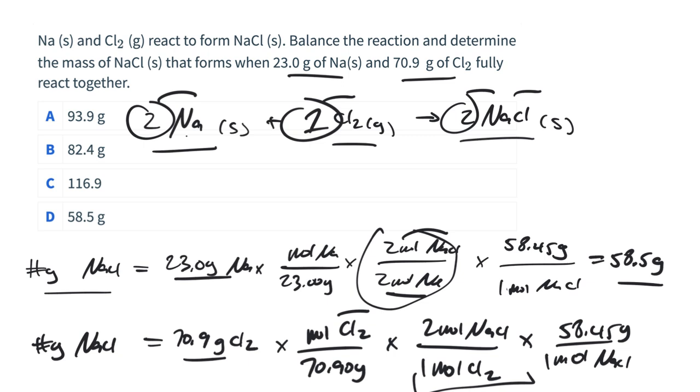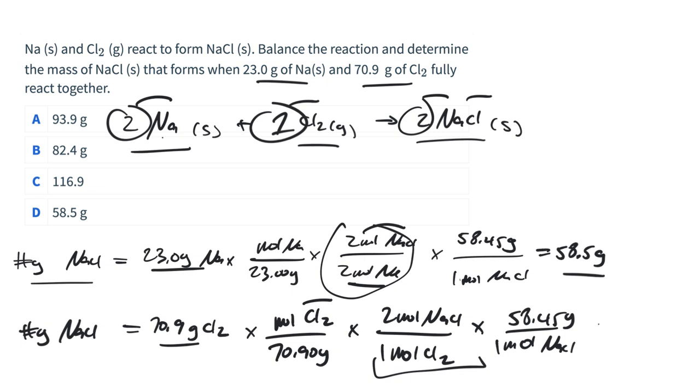And this is going to be probably a quantity that's too much. So if I go 70.9, divide by 70.9, times 2 times 58.45, it's 116.9, call it 117 grams.